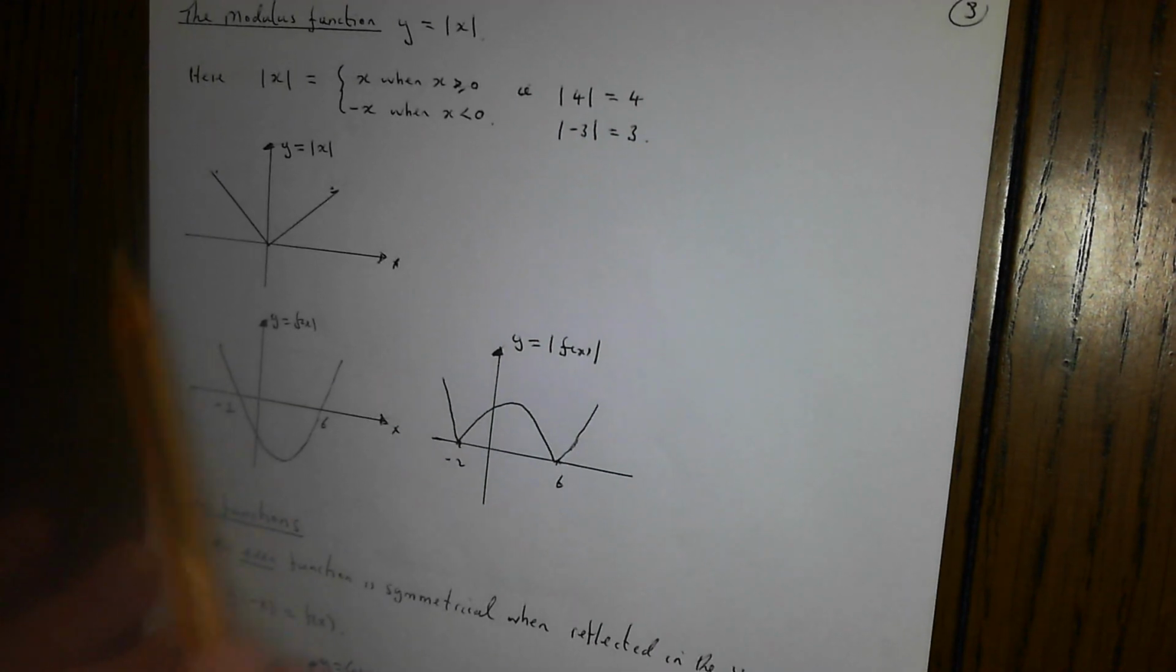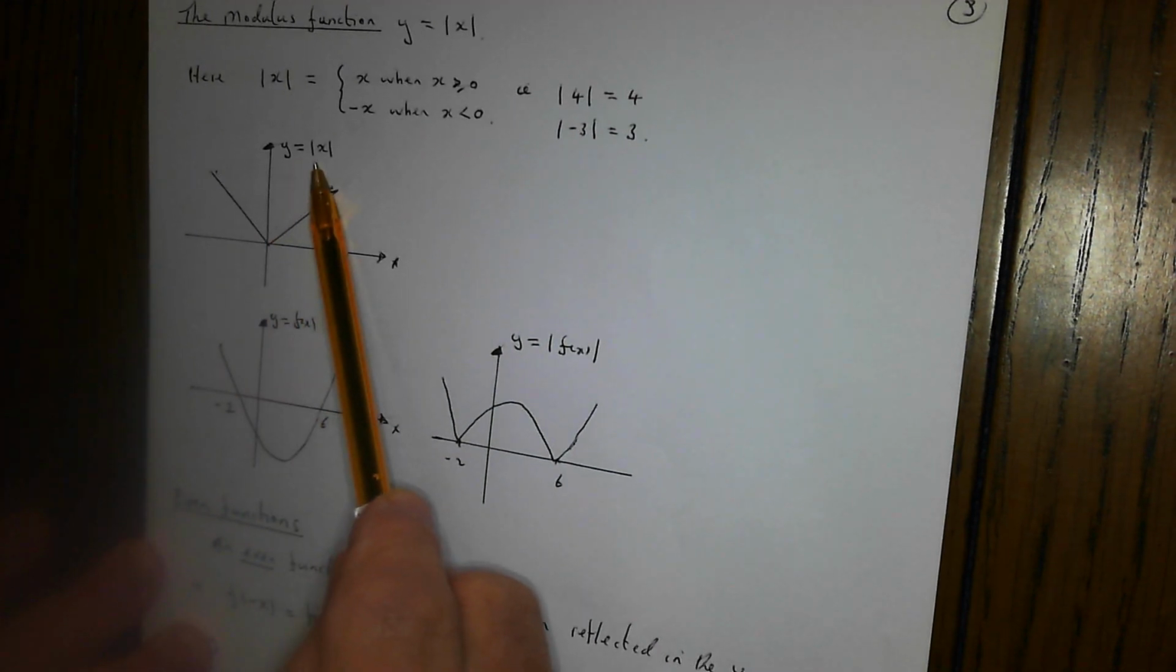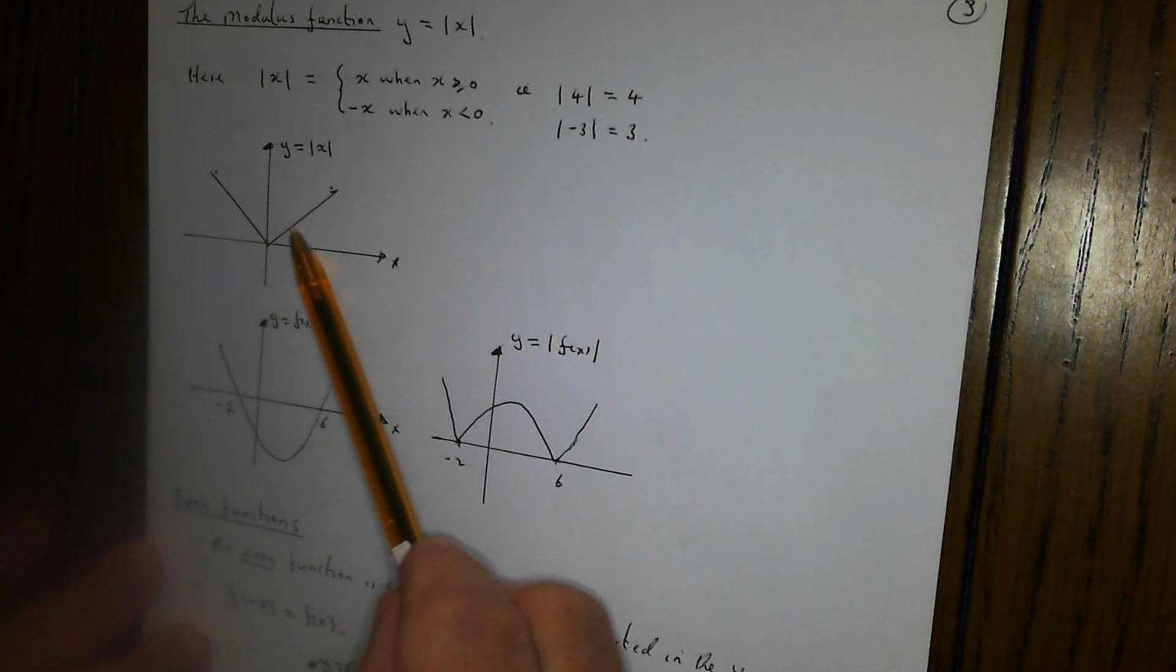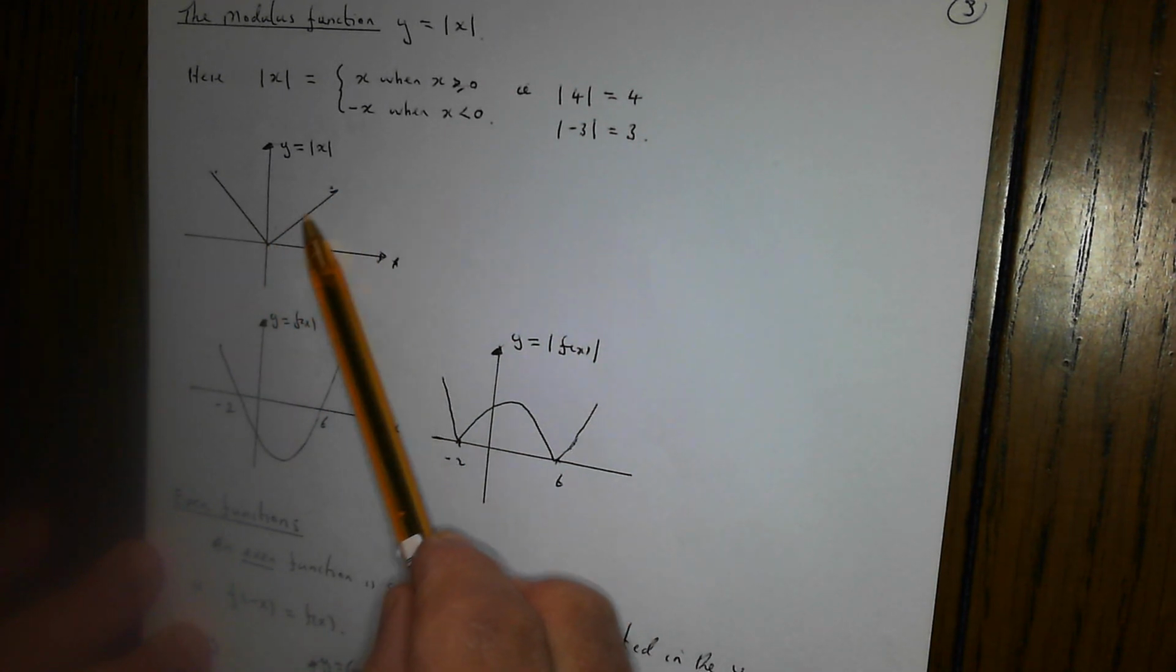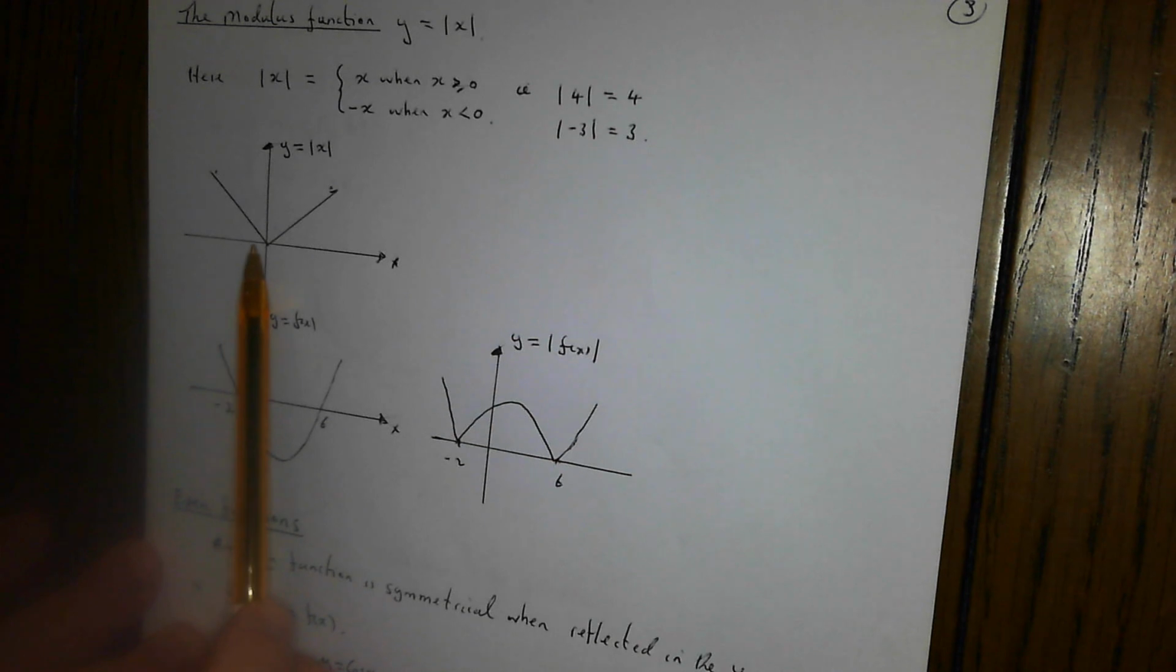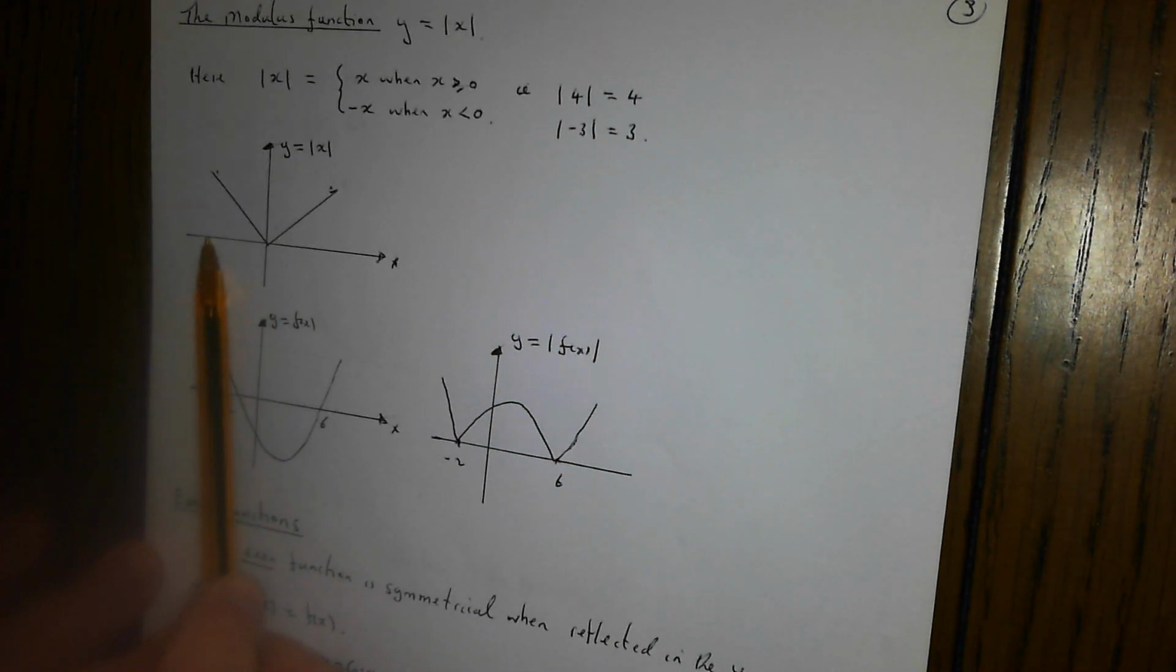The graph of y equals mod x, well, it's just like y equals x when x is positive or equal to 0. But when x is negative, like say minus 7, the modulus of minus 7 is plus 7. So you get your V shape.